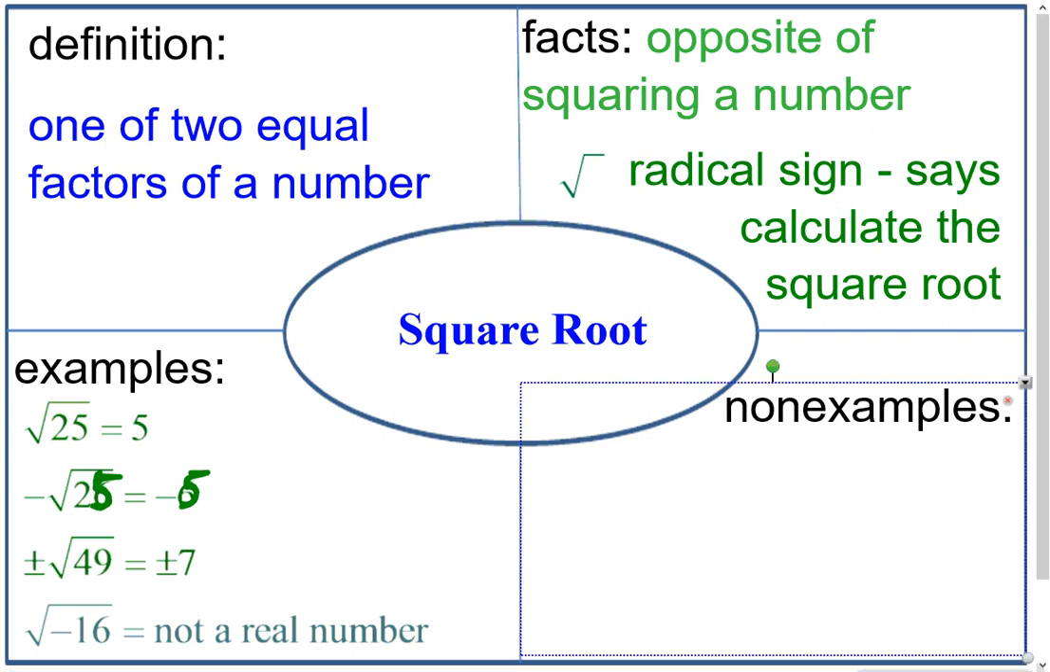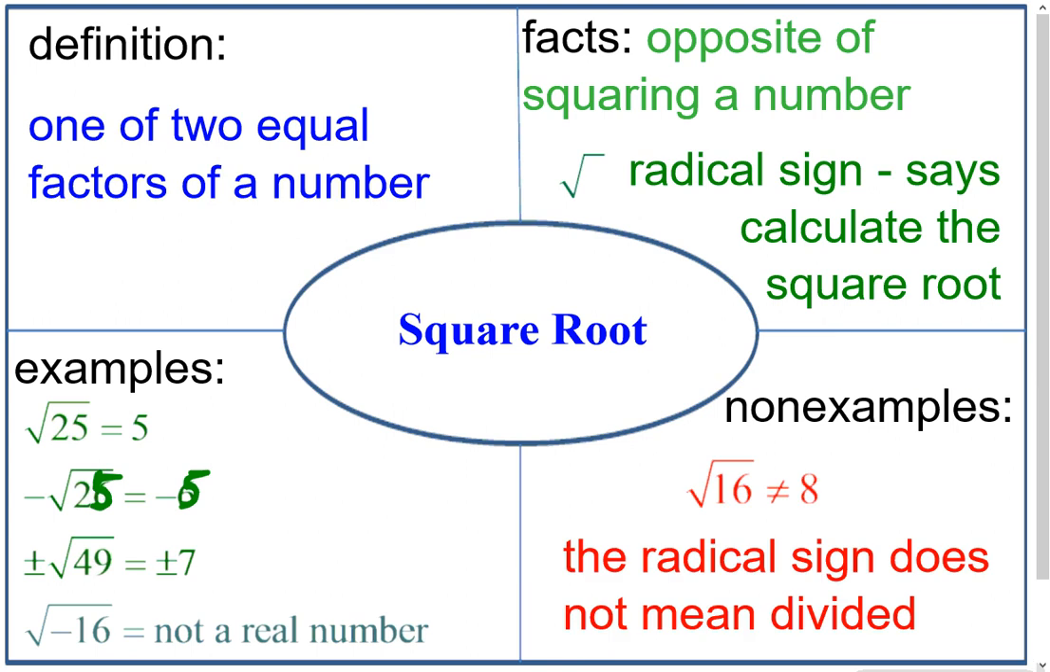Just some non-examples. I put a little bit of what I was talking about earlier when we looked at the radical sign. It kind of looks like a division sign, and sometimes people think it means to divide by 2. It does not mean that. So put that in your head right now that the radical does not mean divide. It means it's asking you what times itself equals that number underneath.